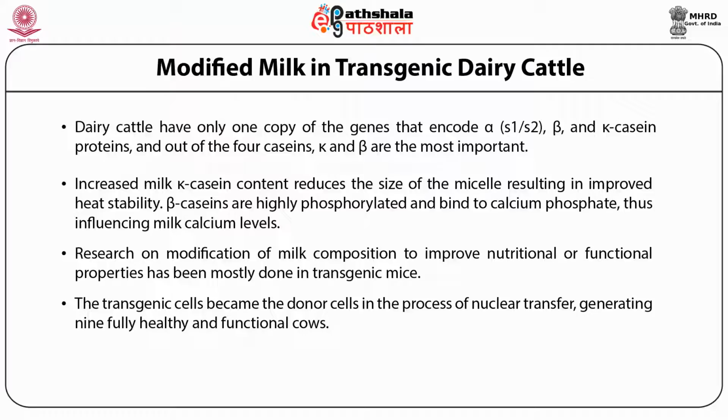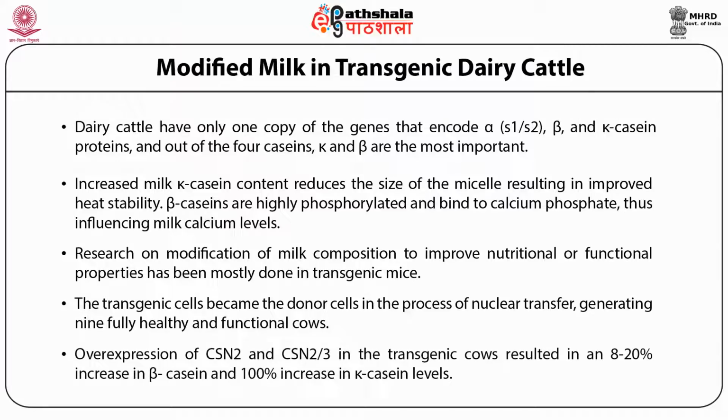There has been research that improvised, or we can say transgenic, animals have been produced with very good results. Overexpression of CSN2 and CSN2 oblique 3 in the transgenic cows, that means cow caseins, resulted in an 8 to 20% increase in beta casein and a 100% increase in kappa casein levels.